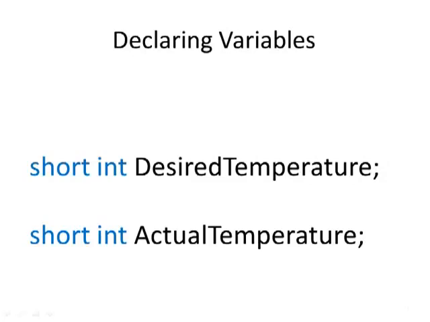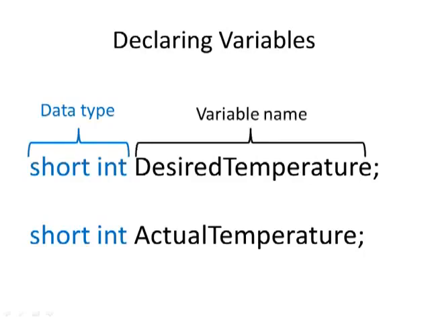If you look at this, what you see is that my data type is a short integer. My variable name on the first one is desiredTemperature. My second one, the data type is also a short integer, and this variable is called actualTemperature.